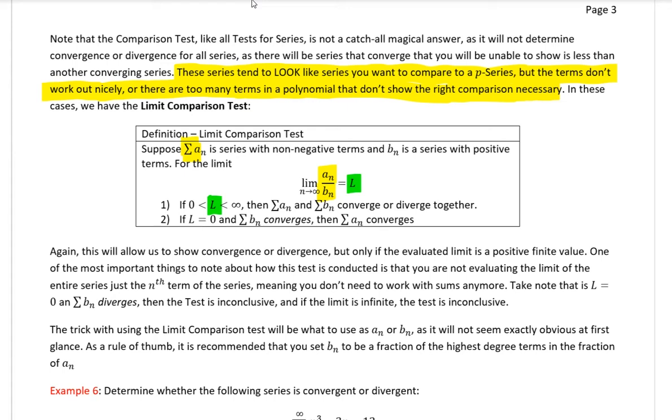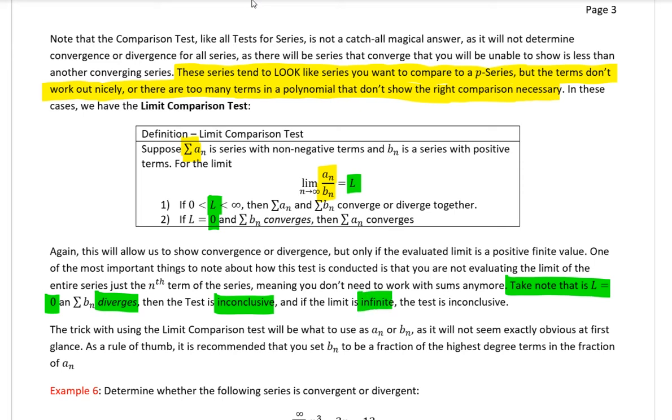If it's the case, though, that L is equal to 0 and b sub n converges, then we also know a sub n converges. If L equals 0 and b sub n diverges, though, we don't know what a sub n does. It could converge, it could diverge. We would say that this is inconclusive. So I have that here. Take note that if L is equal to 0 and b sub n diverges, then the test is inconclusive.